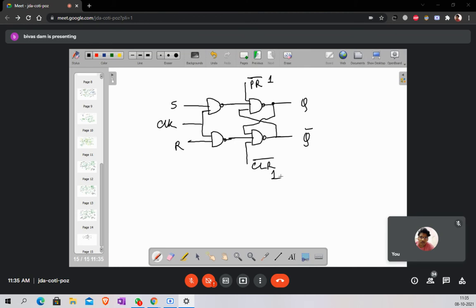Here, the S and R inputs can affect the output only in synchronism with the clock signal. That means if the clock signal is 0, S and R cannot affect the output. But when the clock is active, then S and R can affect the output. So S and R are operating in synchronism with the clock. So these S and R are called synchronous inputs.